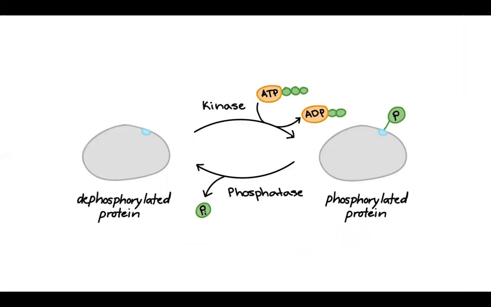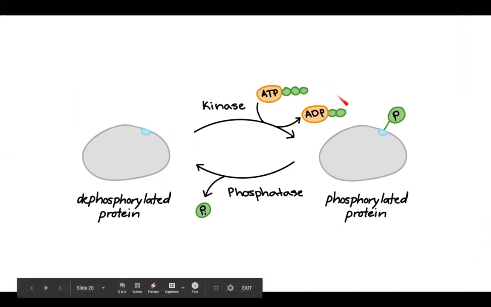Yeah, this is kind of what we talked about. This is a visual example of going from a dephosphorylated protein to a phosphorylated protein. The kinase cleaves a phosphate from ATP, changing it to ADP, and now the protein is phosphorylated.